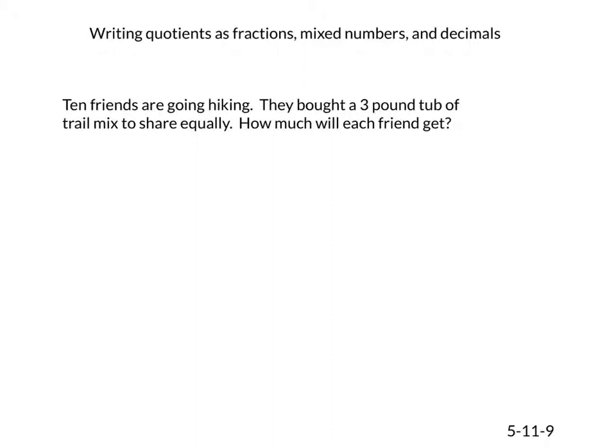So we're taking 3 pounds, dividing it among 10 friends, and we get our quotient. So to write our quotient as a fraction, it's simply 3/10. Each person would get 3/10 of a pound.